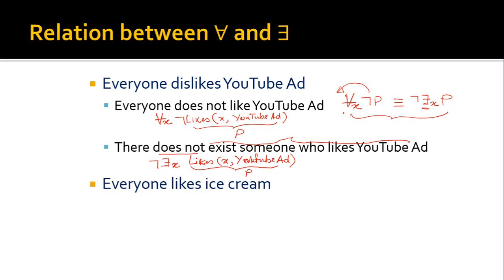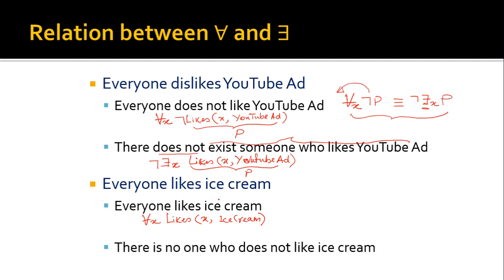So let us take another scenario, which says that everyone likes ice cream. Again, we have two ways to say the same thing. The first way says that everyone likes ice cream. How can we write that in first order logic? Say for all x, likes x, ice cream. Simple to write.